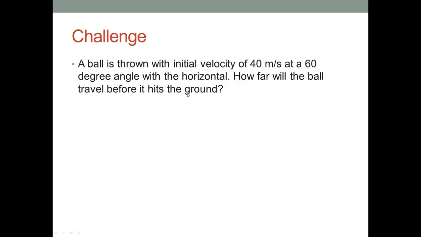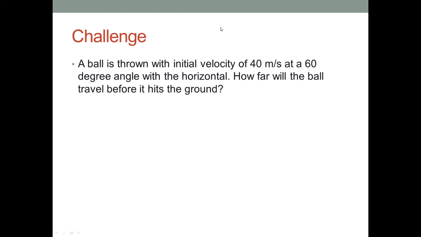Now, for the last problem, until now we had one problem which only focused on the vertical movement and one problem which only focused on the horizontal movement. In this problem, I want you to try, it actually uses both. So you need to extract some information from the vertical and use it in the horizontal. Okay, so a ball is thrown with initial velocity of 40 meters per second at a 60-degree angle with the horizontal. How far will the ball travel before it hits the ground?